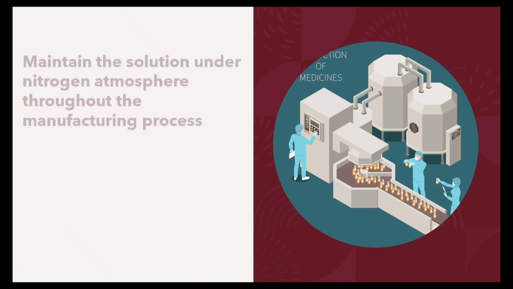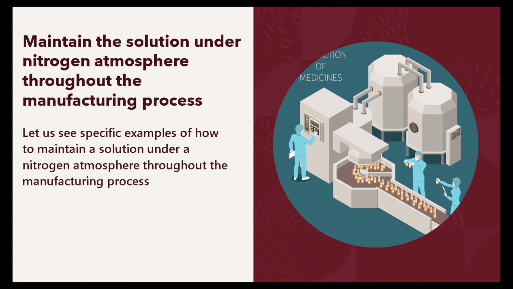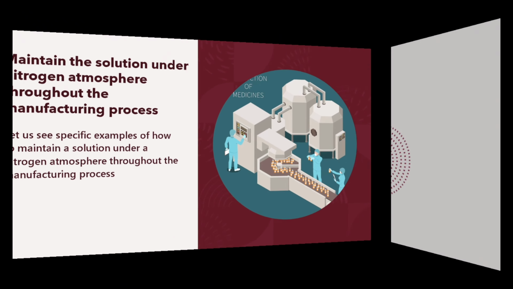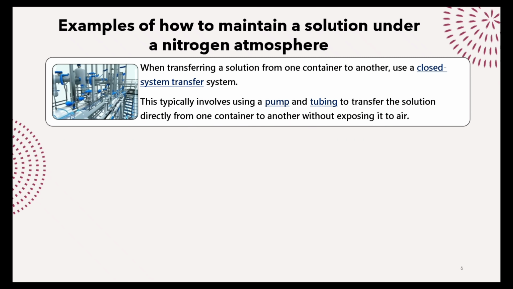Maintain the solution under nitrogen atmosphere throughout the manufacturing process. Let us see specific examples of how to maintain a solution under a nitrogen atmosphere throughout the manufacturing process. Moving to the next slide, and here are the 3 examples. When transferring a solution from one container to another, use a closed system transfer system. This typically involves using a pump and tubing to transfer the solution directly from one container to another without exposing it to air.